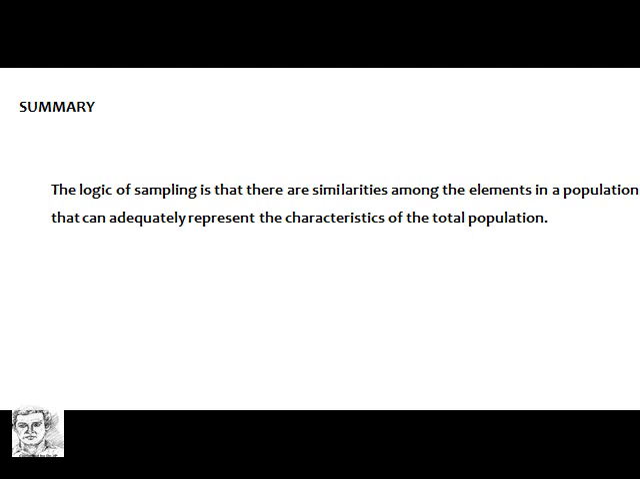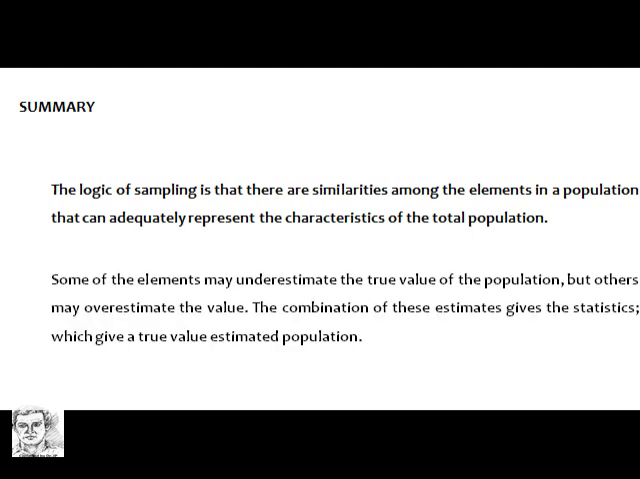Summary. The logic of sampling is that there are similarities among the elements in a population that can adequately represent the characteristics of the total population. Some of the elements may underestimate the true value of the population, but others may overestimate the value. The combination of these estimates gives the statistics, which give a true value estimate of the population.